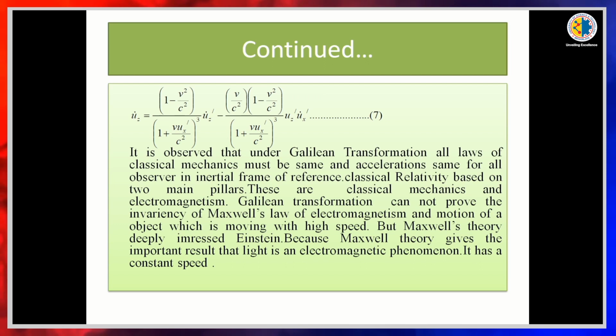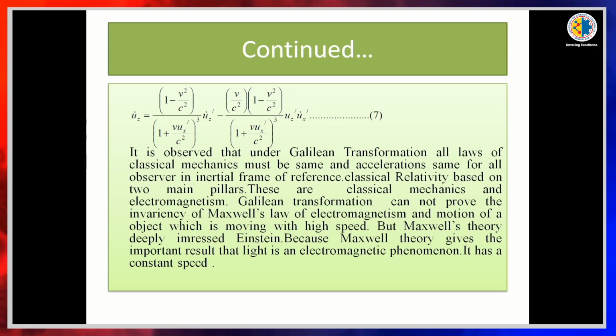So, it is (1 - φ²/c²) divided by (1 + φu'x/c²)³ times u̇'z, minus φ/c² times (1 - φ²/c²) divided by (1 + φu'x/c²)³ times u'z times u̇'x. So, it is equation number 7.